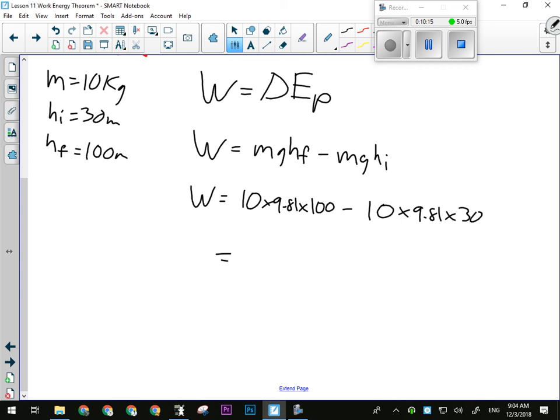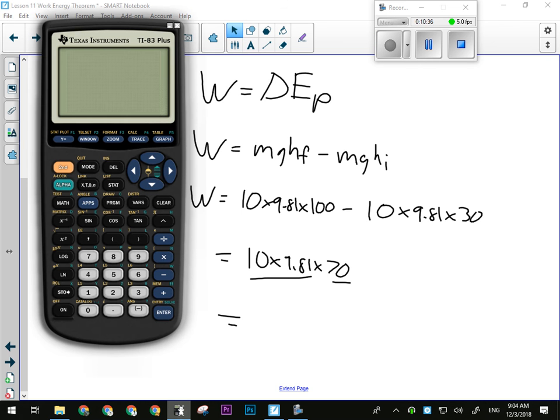Now, if you're mathematically minded, you probably would notice that you could have also shortcut this to just say 10 times 9.81 times 70. That's fine too. That's essentially the force of gravity times the distance. You could have done it that way. If you didn't realize it, don't worry about it. You didn't have to do it that way. So what we have in our calculators here is 10 times 9.81 times 100 minus 10 times 9.81 times 30.